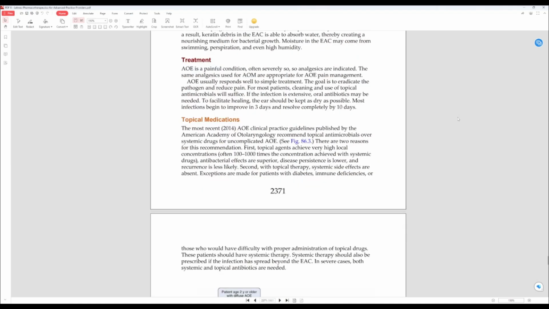So, its treatment. AOE is a painful condition, often severely so, so analgesics are indicated. The same analgesics that were used for AOM are appropriate for AOE pain management. AOE usually responds well to simple treatment. The goal is to eradicate the pathogen and reduce pain. For most patients, cleaning and the use of topical antimicrobials will suffice. If the infection is extensive, oral antibiotics may be necessary. To facilitate healing, the ear should be kept as dry as possible. Most infections begin to improve within 3 days and resolve entirely by 10 days.